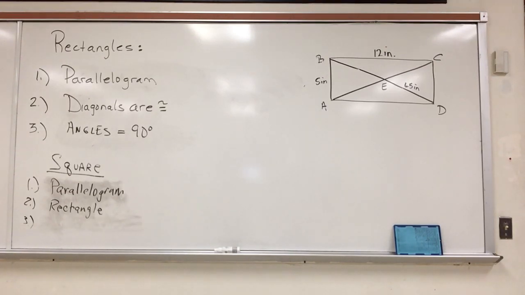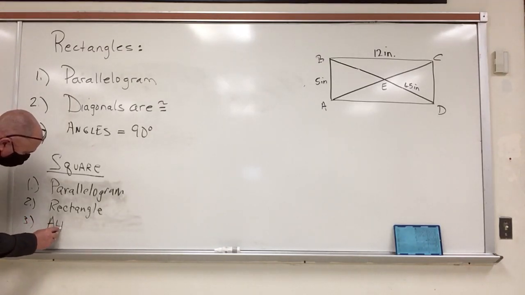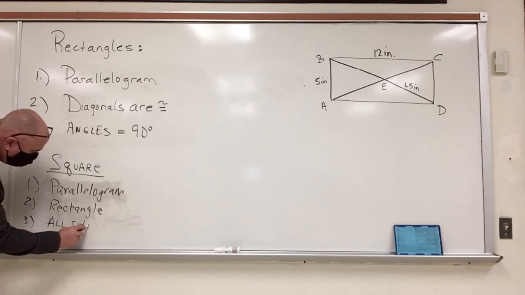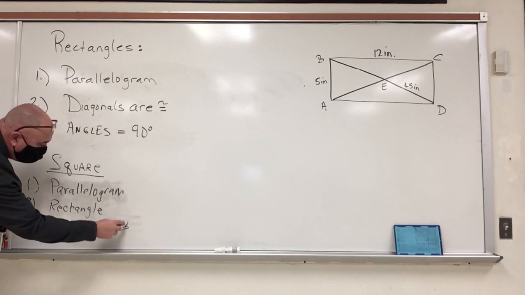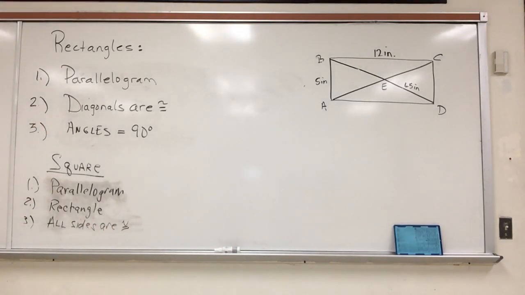Okay? So, to be a square, all sides are congruent. Congruent means equal, right? Yes, congruent means equal. Okay? Now, is that hard stuff? No, that's not. All right, let's look at this one.